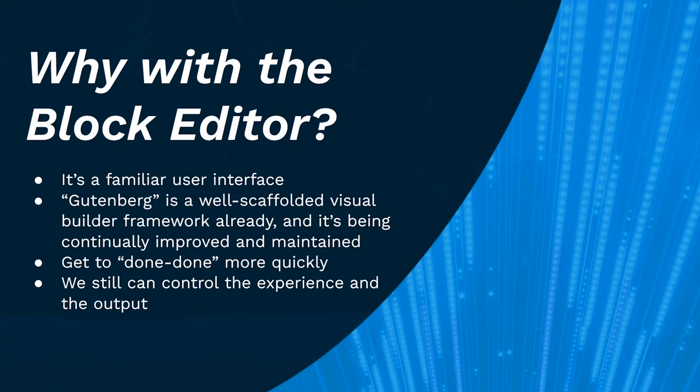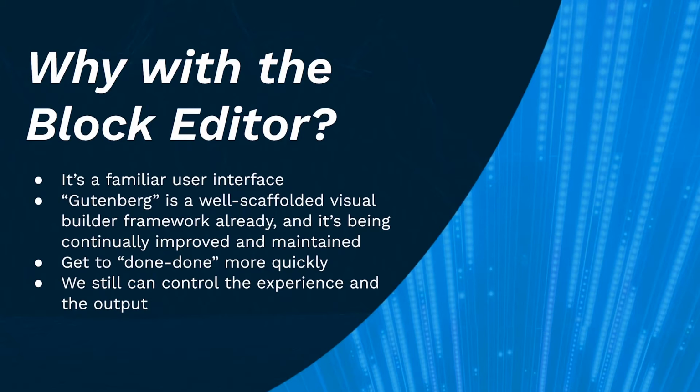The other reason we're using the block editor, whose code name is Gutenberg, is that Gutenberg is actually a very well scaffolded visual builder framework all by itself. And it's being continually improved and maintained by the WordPress core team. So a lot of the power behind it is stuff that we don't even have to build. It's being built for us, and we get to benefit from that. And that's the beauty of open source and the beauty of WordPress itself, that we get to build on top of already great stuff. So that's two parts. The other one is just being able to get to done a lot more quickly.